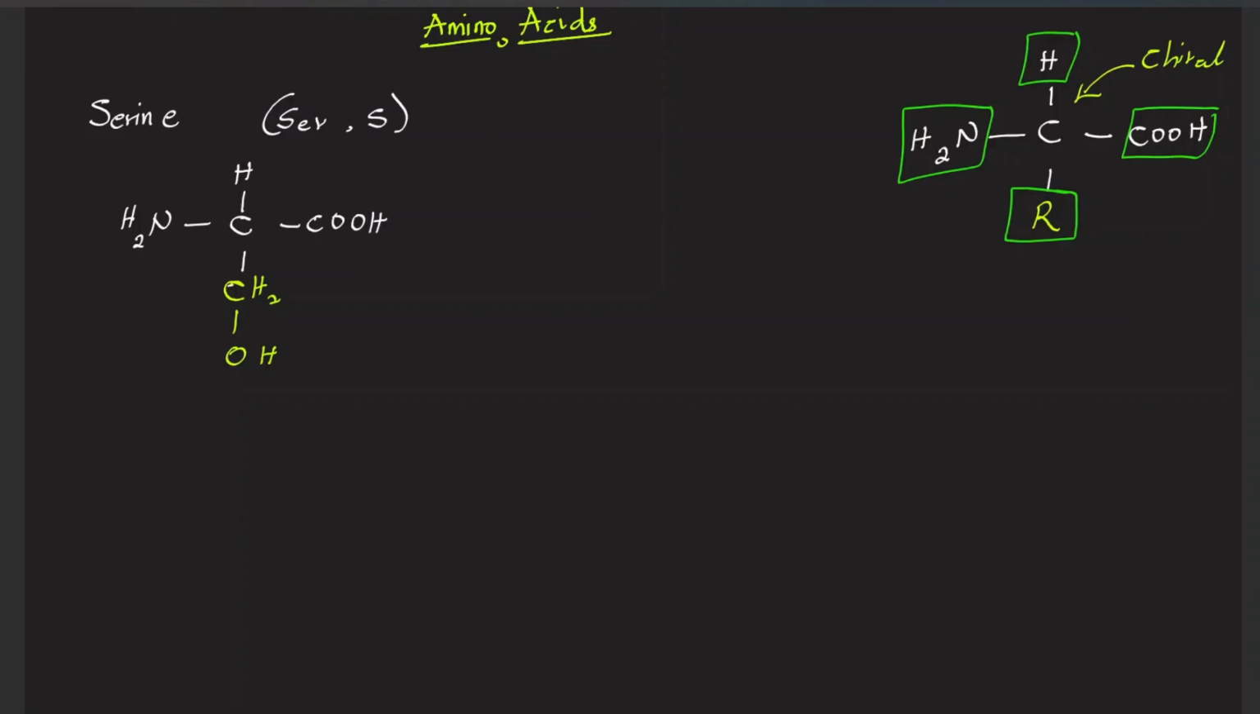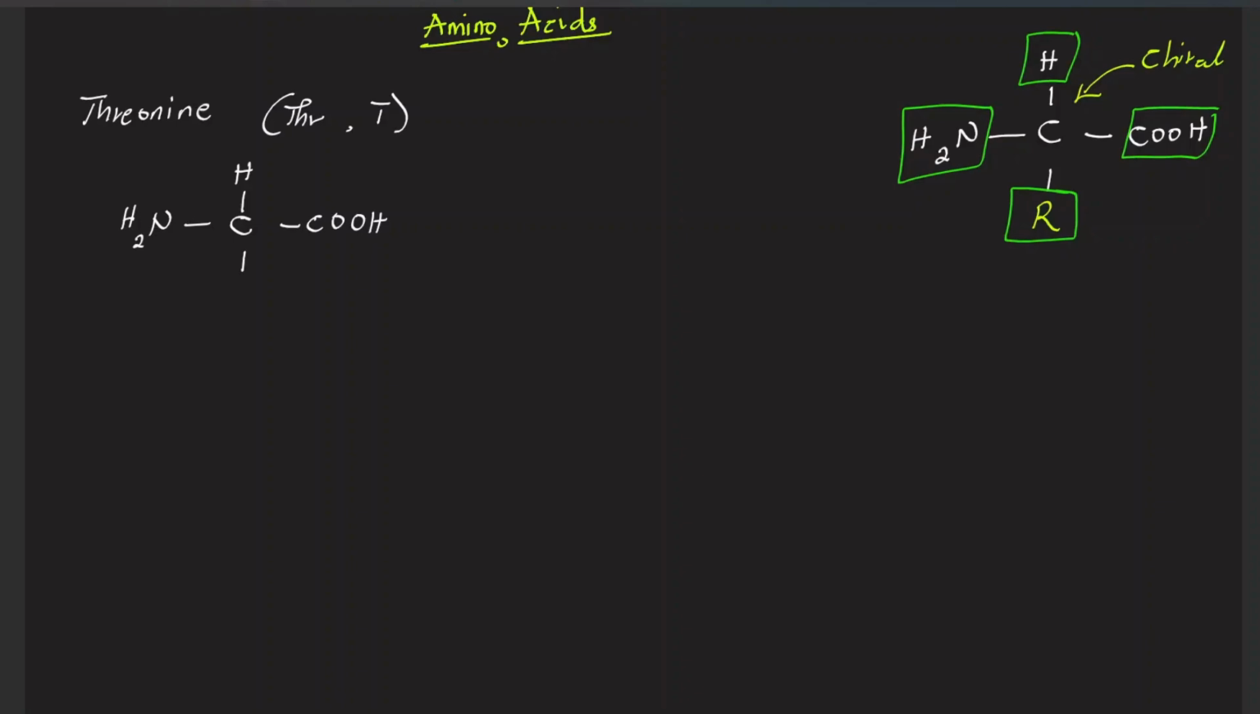The next amino acid we'll be looking at is threonine. Threonine is another hydroxyl containing amino acid. Let's write that, threonine. The 3-letter abbreviation for threonine is THR, and the 1-letter abbreviation is a T.